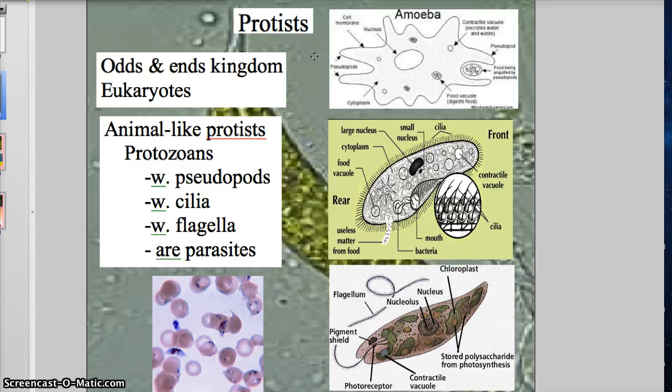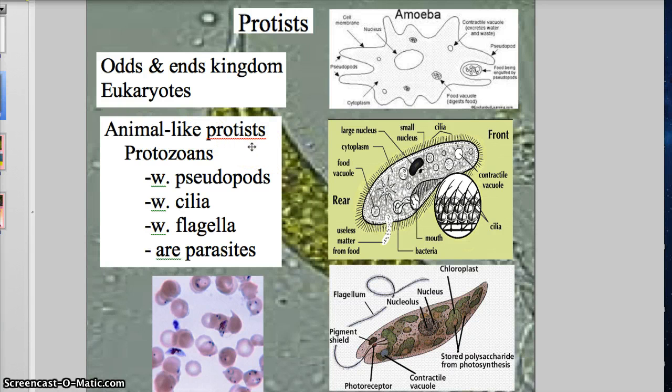So what scientists have done is they have classified them in different classifications, I guess you might say. So let's talk about those different ones. One of those different type of classifications is animal-like protists.